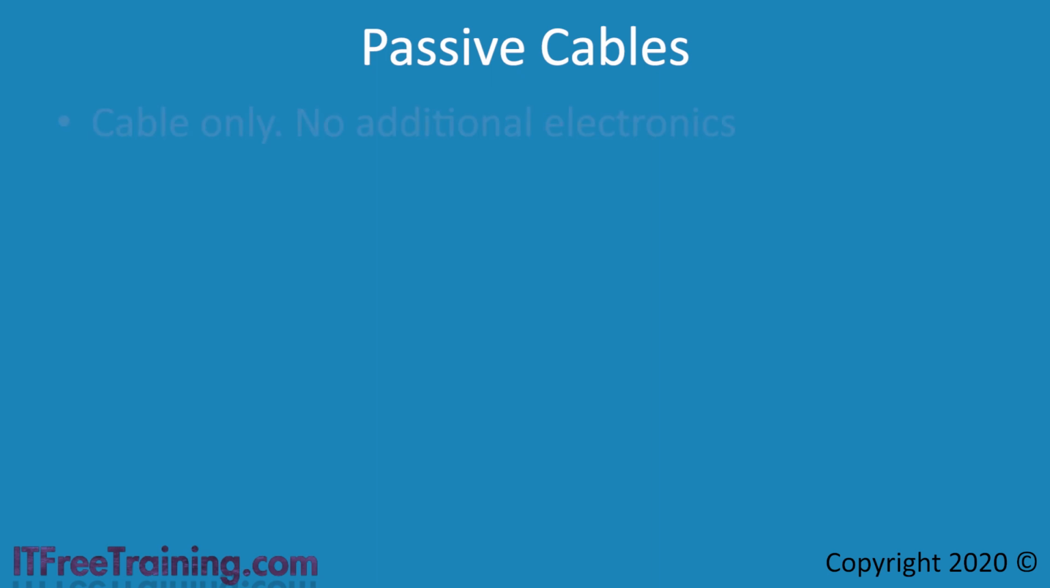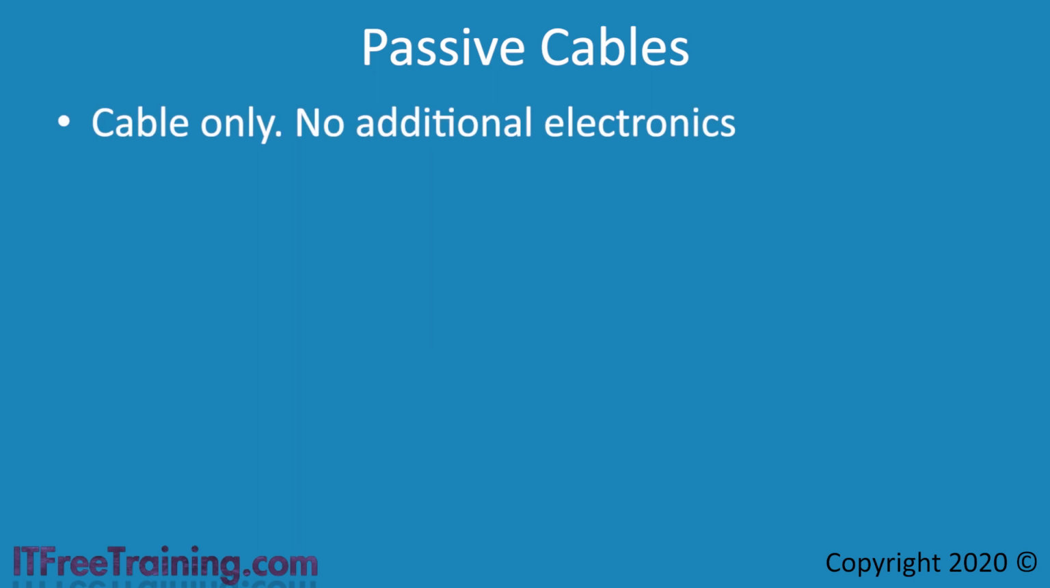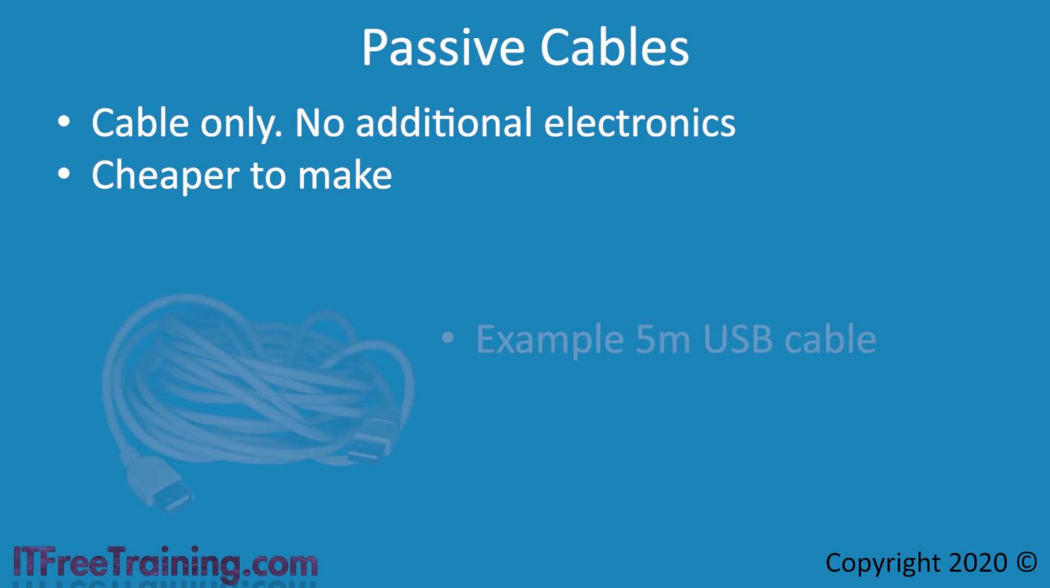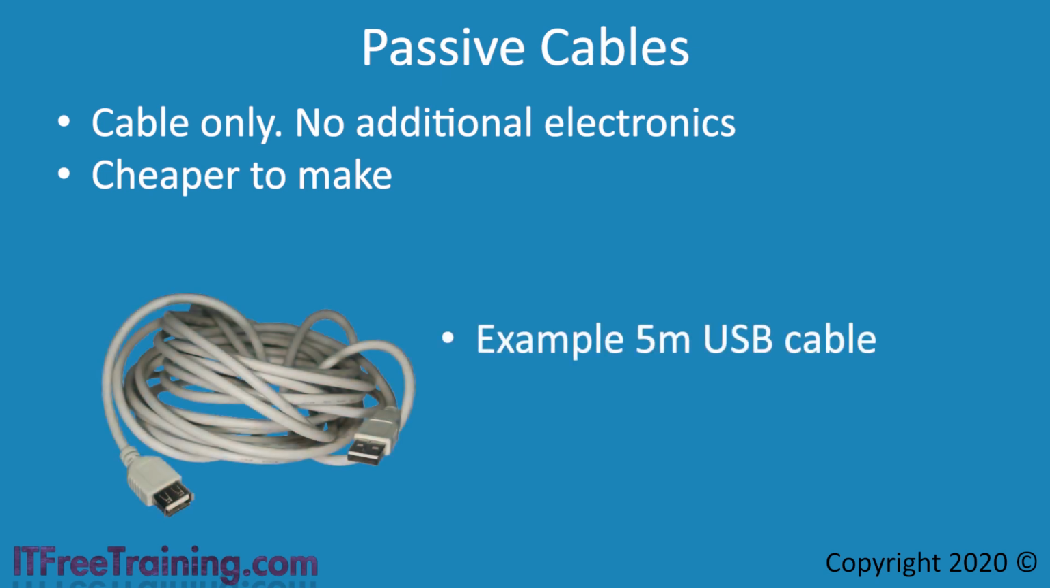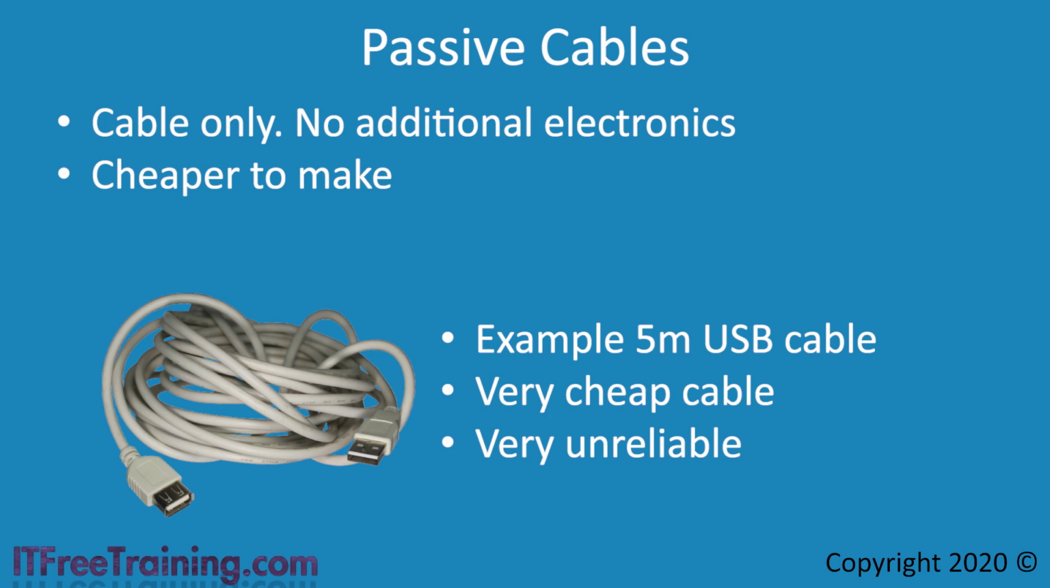A passive cable is essentially a cable with no additional electronics or very minimal cheap electronics. Since there is not much in the cable, it is cheaper to make. However, a cheaper cable is not without its problems. Shown here is a 5-meter USB passive cable. This cable is very cheap, but also very unreliable.